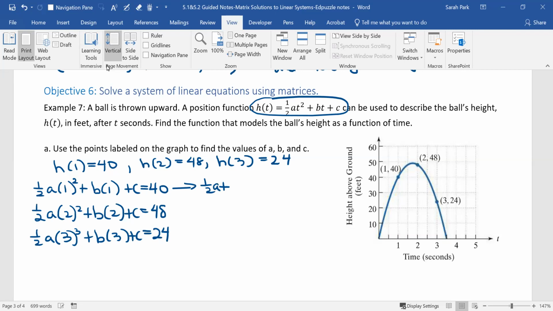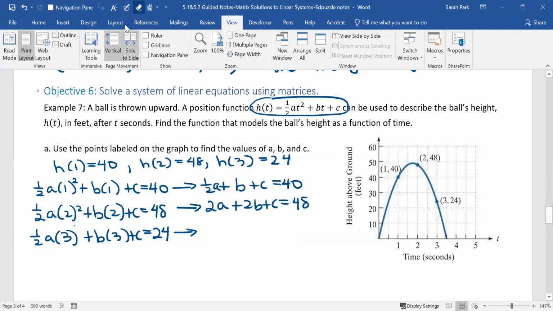Let's simplify this a bit. 1/2 times 1 squared is 1/2, so 1/2 a, and then we have 1b plus c is equal to 40. The second equation, 2 squared is 4, and 4 times 1/2 is 2. So we have 2a plus 2b plus c equals 48. The last equation, 3 squared is 9, and 9 times 1/2 is 9 over 2. We have 9 over 2 a plus 3b plus c equals 24. And there's our 3 equations, and our unknowns are the coefficients a, b, and c.